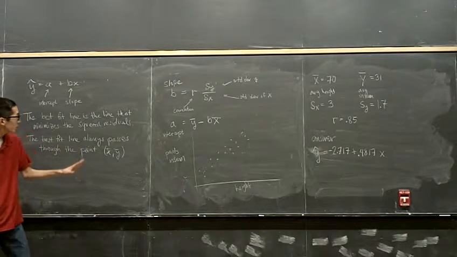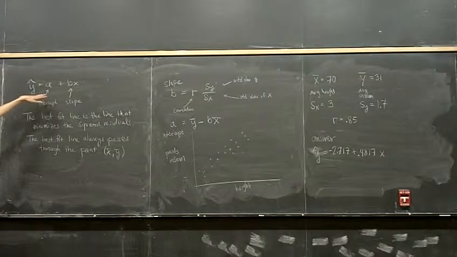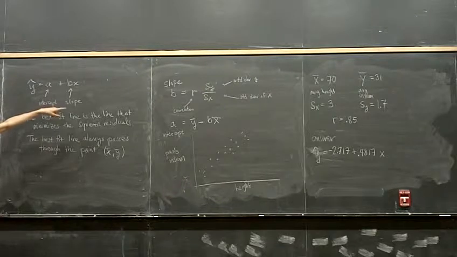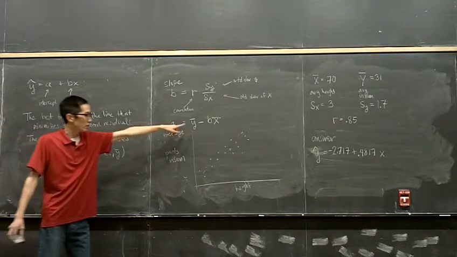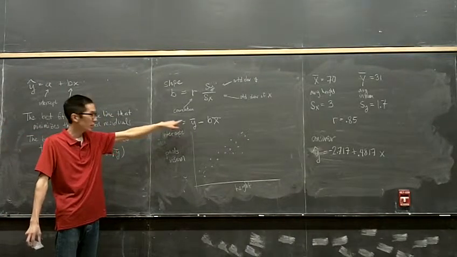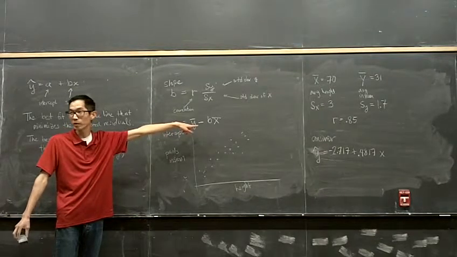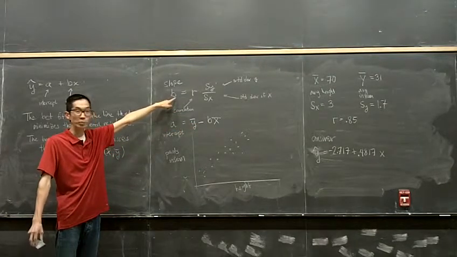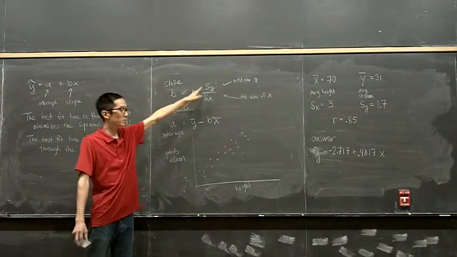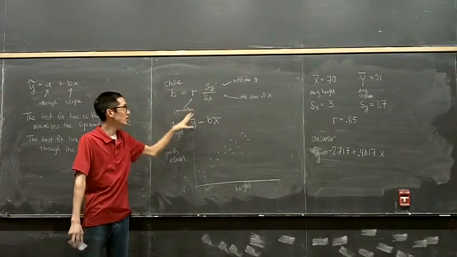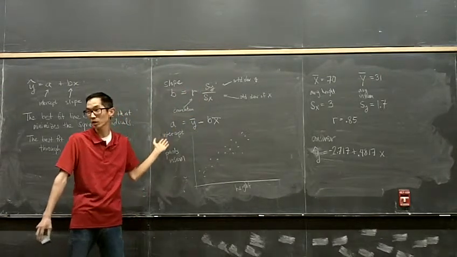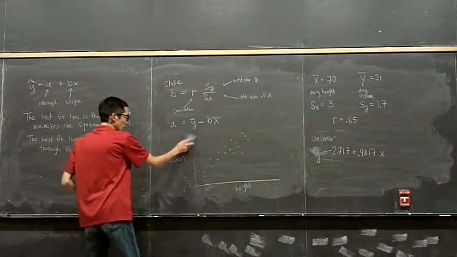This is the equation that we're going for, right? What do we need to know? We need to know the intercept, and we need to know the slope. What's the equation for the intercept? A is equal to y bar minus b times x bar. Now what's the equation for the slope? b is equal to r times s sub y over s sub x. So I just need to plug numbers into this to get my slope and my intercept. So let's try that out.